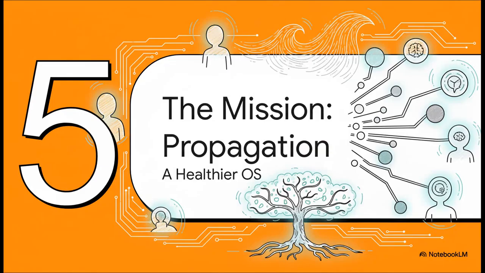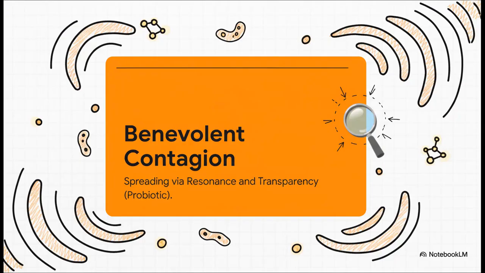And finally, we get to the mission, because the Pacellum Protocol isn't just a tool for you to optimize your own life in a bubble. Its ultimate goal is to spread, to offer a healthier operating system that other people can pick up and adapt for themselves. It's designed to spread through what they call a benevolent contagion. I just love that term. It's not about forcing an ideology on people. The idea is that it spreads naturally, through resonance.